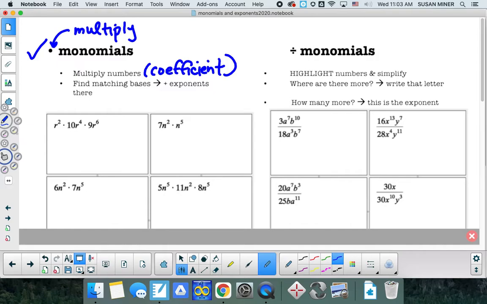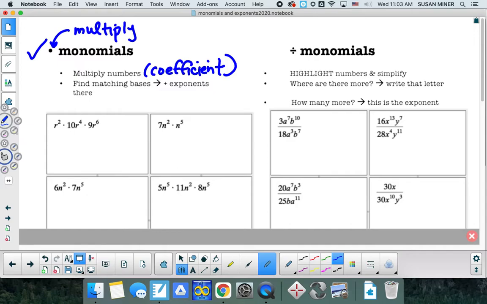So here in this monomial, and remember, each of these things is just getting multiplied together. This is r squared times 10 times r to the fourth times 9 times r to the sixth, right? And some of those multiplies aren't written in there because we don't have to. We actually don't have to write any of those multiplies in there. But we kind of do that to separate out our monomial just a little bit, especially when we have exponents.